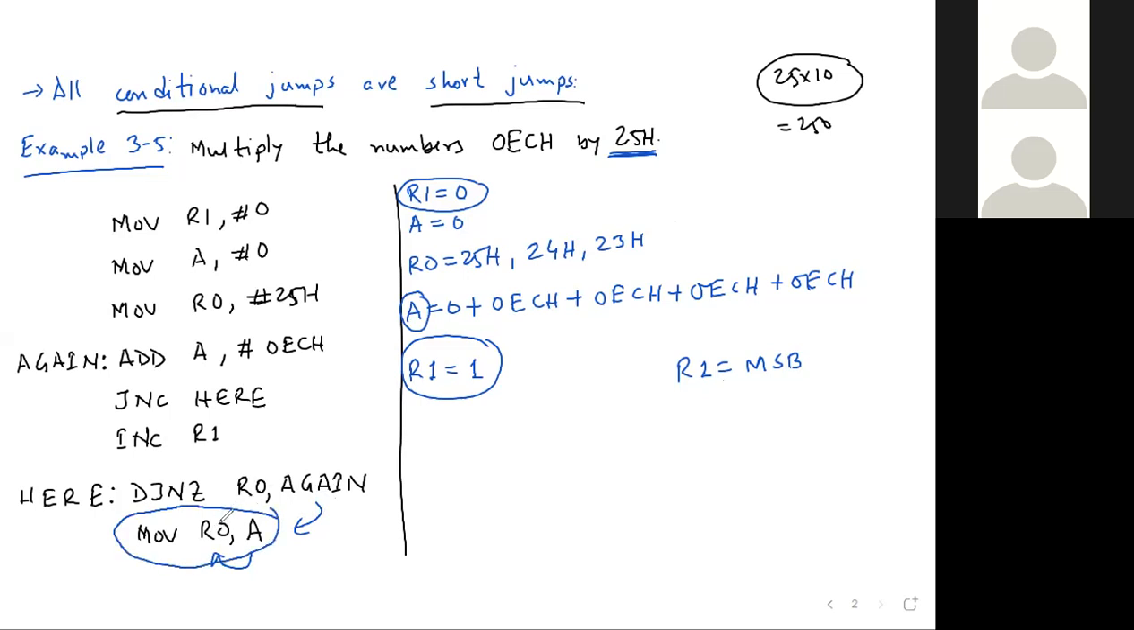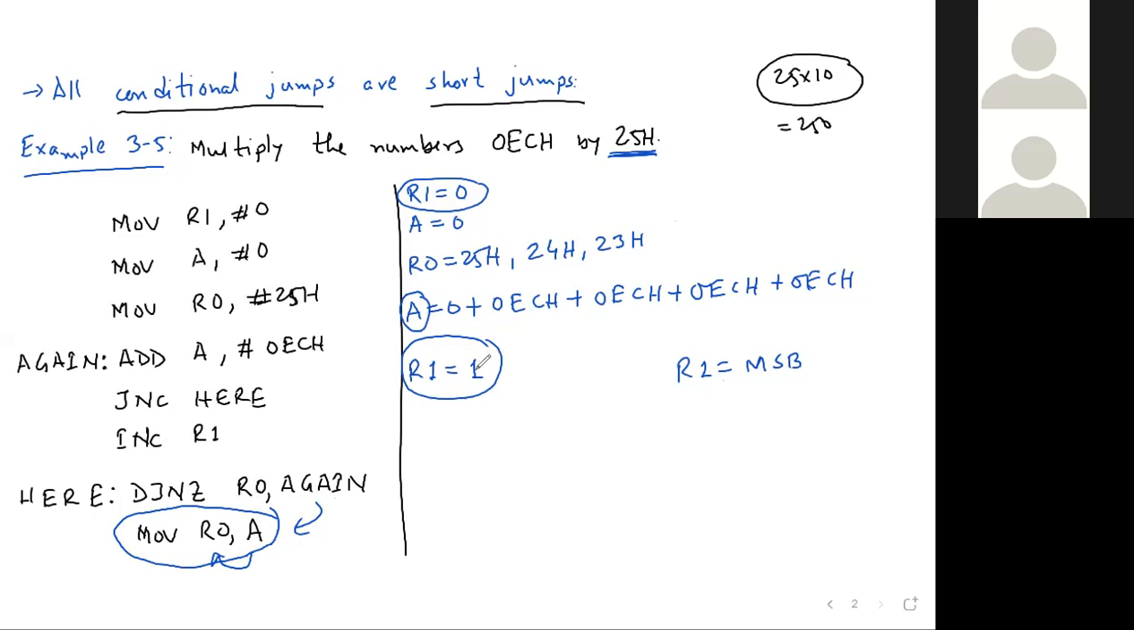So when R0 becomes 0... Sir, can you go a little bit slow? Okay, which portion did you not understand? Tell me. Sir, after R1 becoming 1.